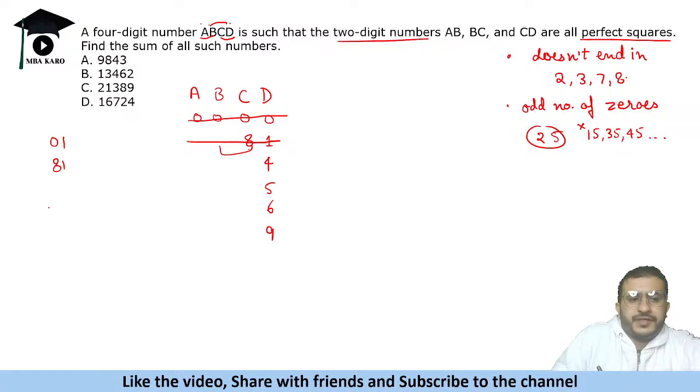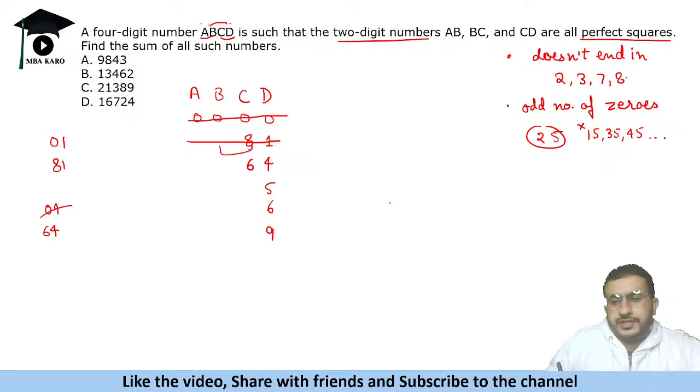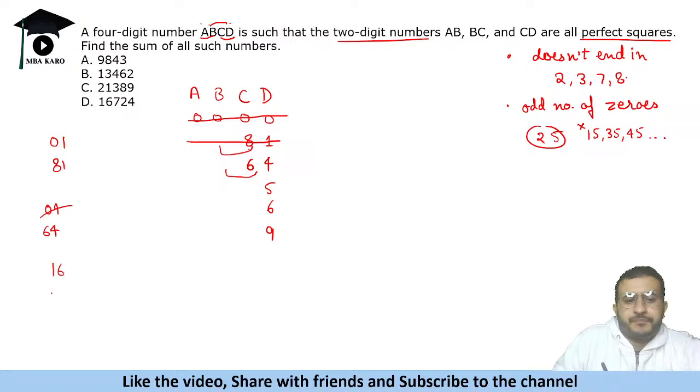Now 4, we can have 04 or 64. Okay? 04 is not possible because again it will become the 000 case. So we will go with 64. So this is 64. Okay, now 64 is a square and BC should be a square. So we can have 16 or we can have 36.